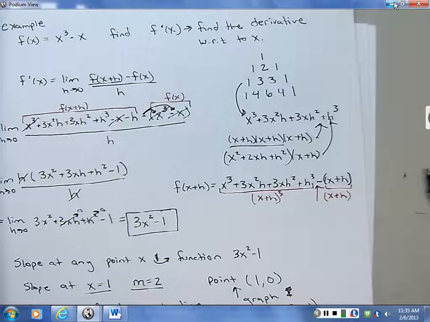Are you getting caught up on this x cubed minus h, or this x cubed minus x? No. Okay, I'm sorry. Does anyone else have any questions on where this came from?